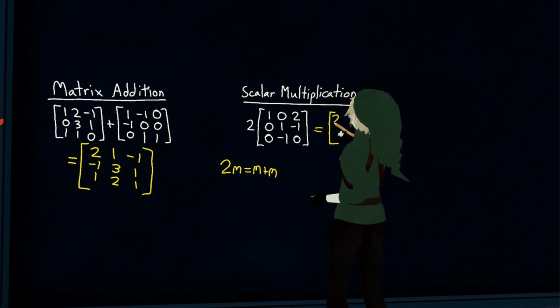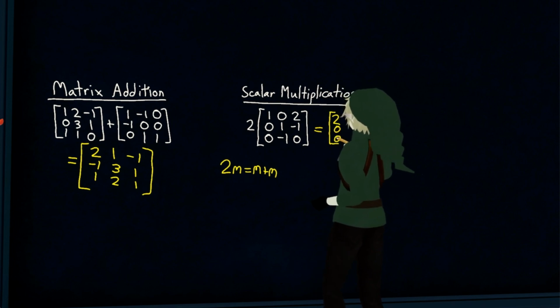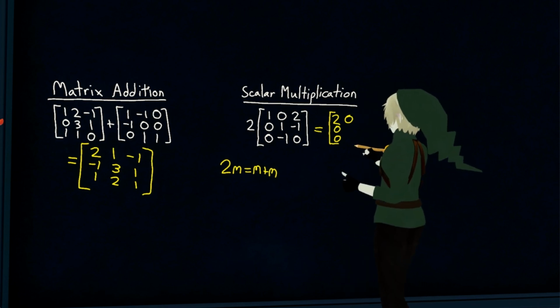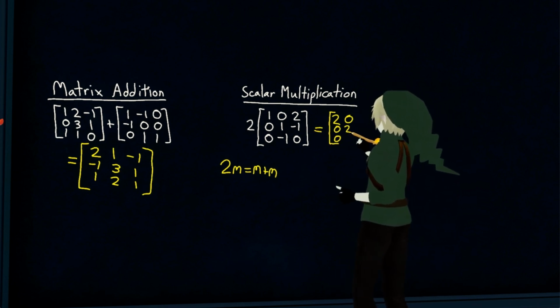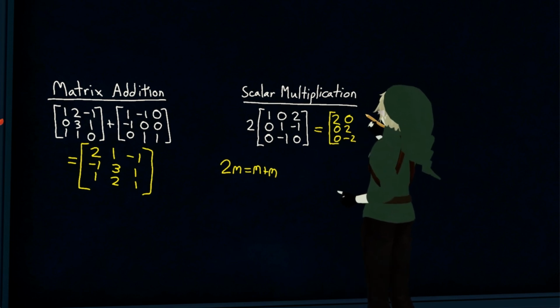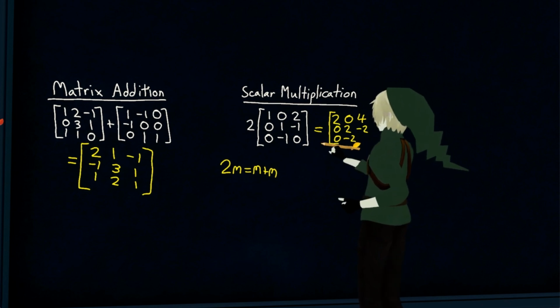2 times whatever, all the zeros is still 0, right? 0. We have 2 times 1 is 2. 2 times -1 is -2. 2 times 2 is 4. 2 times -1 is -2. And then 0.